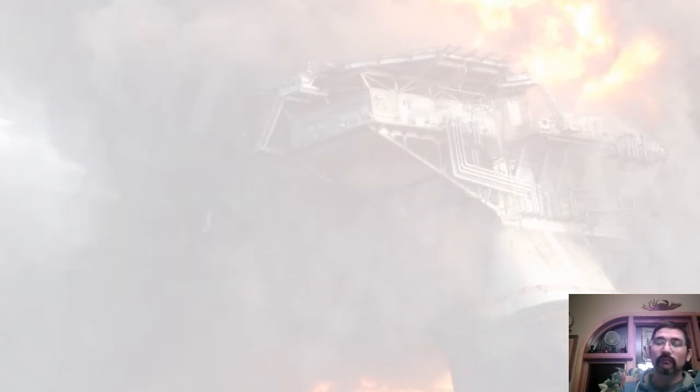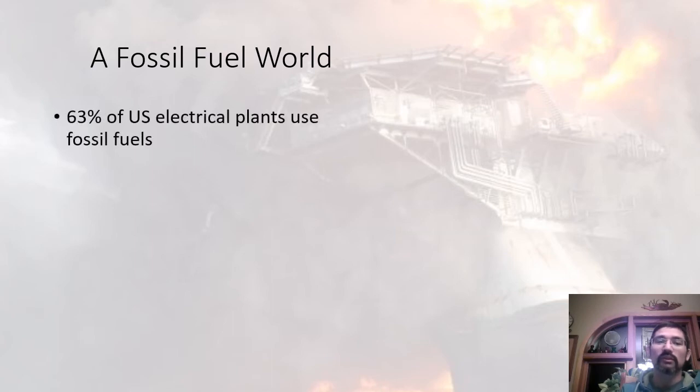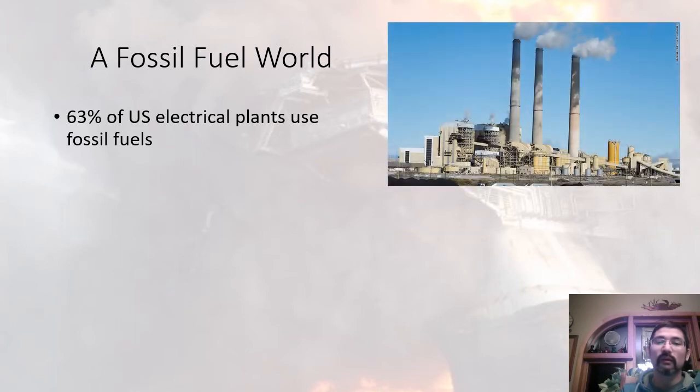However, our entire society, our entire world, our entire technology is dependent on fossil fuels. So 63% of US electrical plants use fossil fuels. Here we have an image of a coal-fired electrical plant, and I would say out of that 63% of electrical plants that use fossil fuels, most of them are coal-fired plants. Most of them are coal-burning plants, which releases tons of carbon dioxide into the atmosphere.